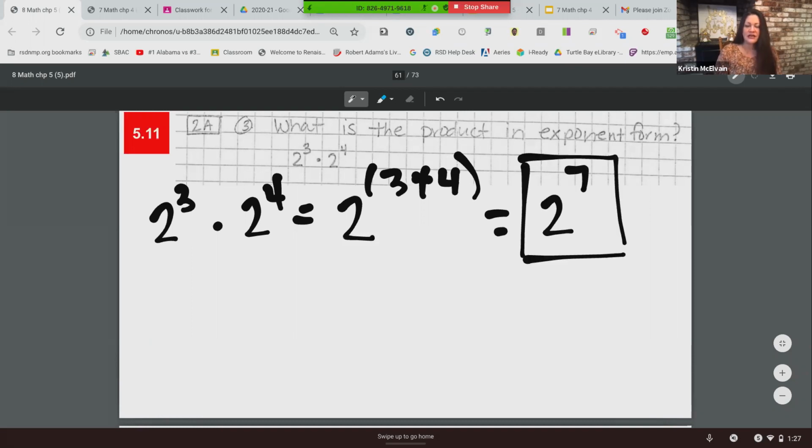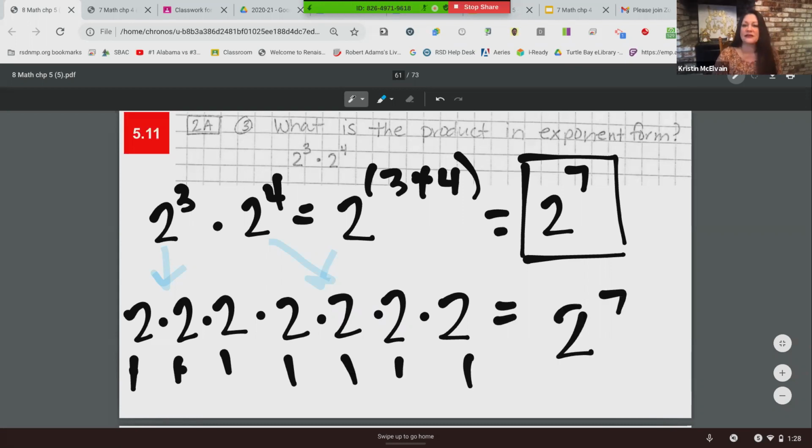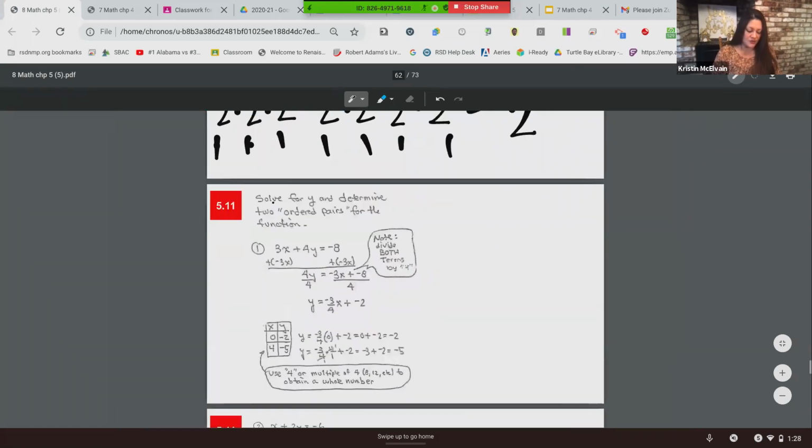All right, and what that's ultimately saying, we've had this before, 2 to the third is 2 times 2 times 2, times 2 to the fourth. There's 4 2s. 1, 2, 3, 4. If you were to count those up, 1, 2, 3, 4, 5, 6, 7. That's where we get 2 to the 7th. Right. And that brings us to our homework.